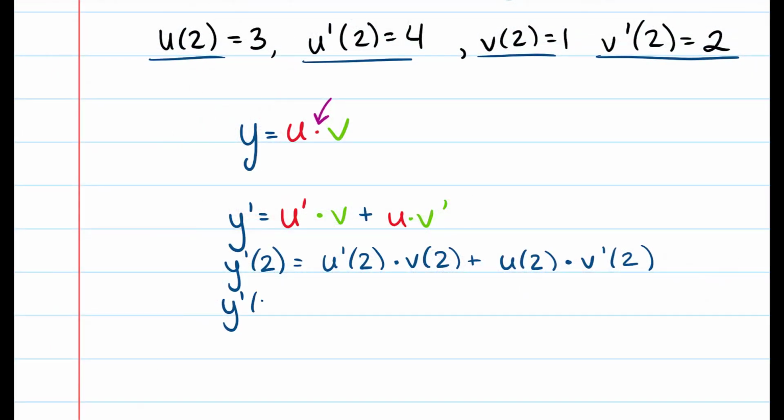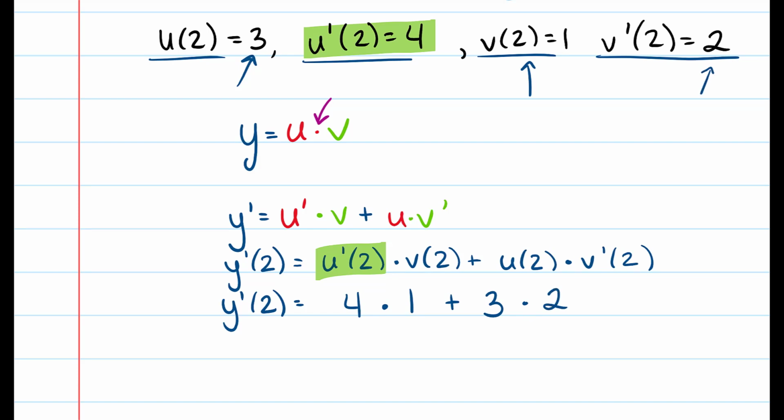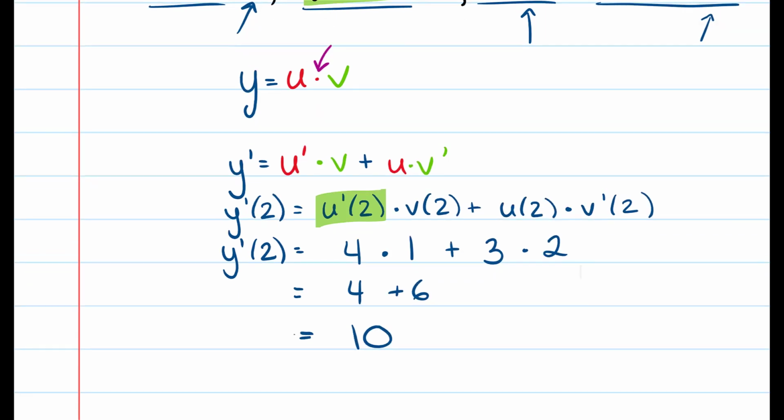In order to find y prime of 2, all we have to do is substitute the values in for what they are. So u prime of 2 is equal to 4. V of 2 is equal to 1. Plus u of 2 is equal to 3. V prime of 2 is equal to 2. And so we get 4 times 1 is 4, plus 6. And so we get our final answer is 10.